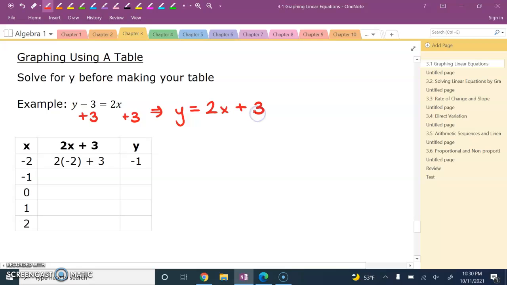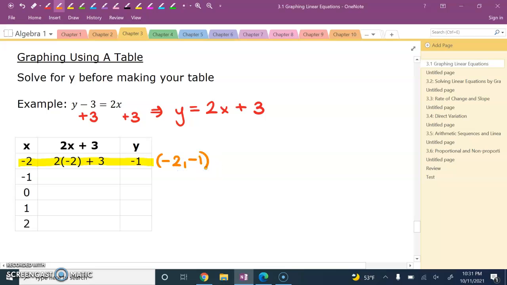Now, when you go to create a table, what you're basically doing is you're putting in values for your x, and that could be any numbers. Now, I would suggest using some negatives and some positives. That way you kind of get a good range of points. But what you're doing is you're taking these individual numbers and you're replacing x with them. So you can see I did the first one. I picked -2. I plugged it into my equation. So I did 2 times, in parentheses, -2 plus 3. And when I do that math, that comes out to be -4 plus 3, which gives me -1. So this is 1 point that would be on that line, -2, -1.